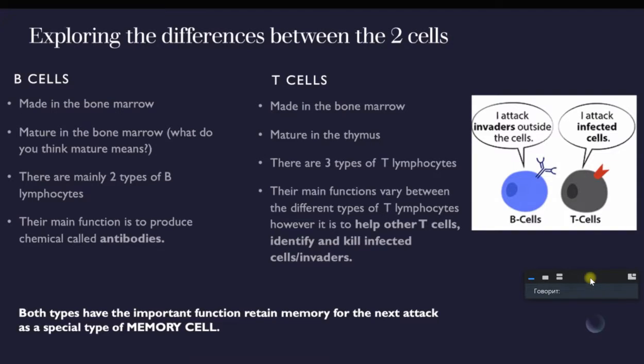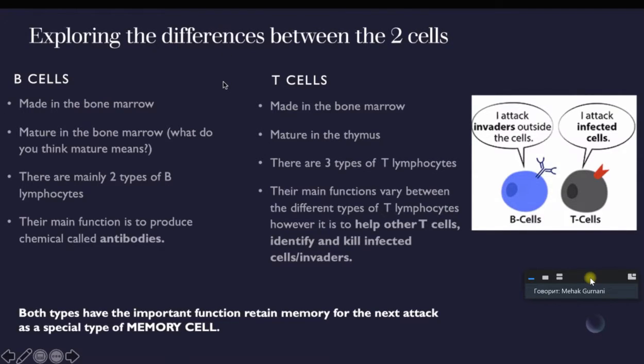Because the system is a little complicated, we'll discuss the different types of these cells, but not in too much detail. There are two types of lymphocytes, B and T, and there are three types of T lymphocytes, but their main functions are very different. The main function of B cells is to produce special chemicals called antibodies. That's the main basis of this whole system. If the pathogen is too strong, we need to release antibodies that have different strategies to destroy the pathogen, and those are produced by B cells.